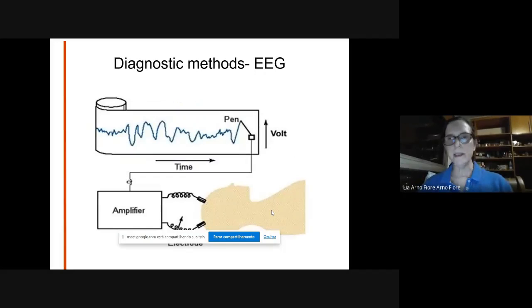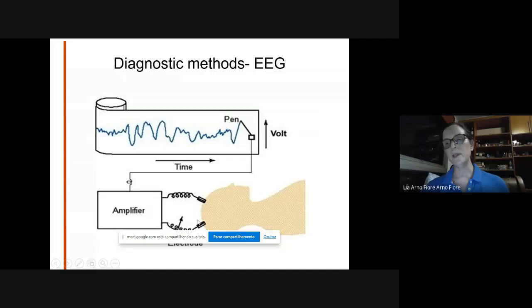So basically, very simple, an EEG is a graph, right? I need 2 points. And then, so I can register the difference in voltage, this is amplified and it goes on to a pen that designs a graph. So what do you have? You have on the X line time and on the Y line, the difference of voltage between 2 points over the cortex.